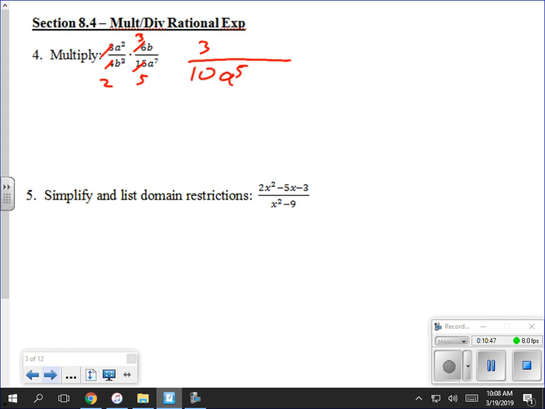And then I have b cubed and b to the 1st. 3 minus 1 is 2. Once again, that goes in the denominator because that's where the larger exponent was to begin with.